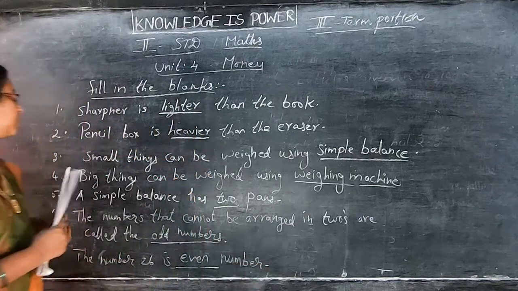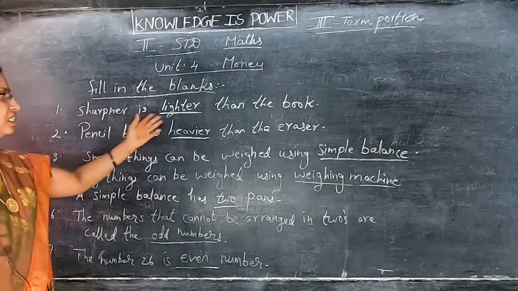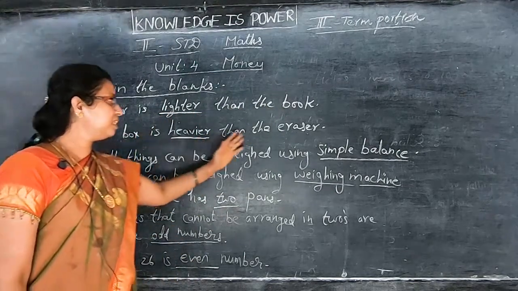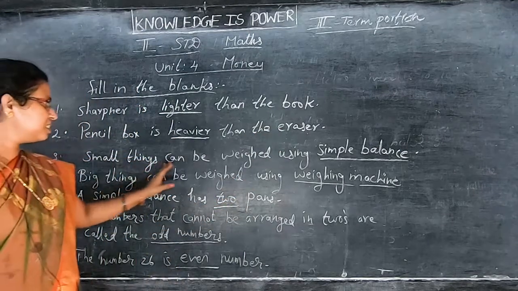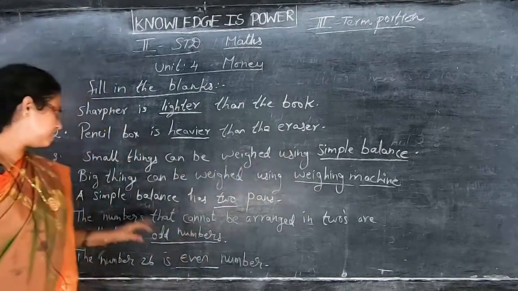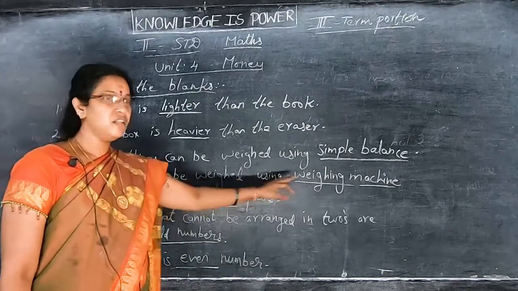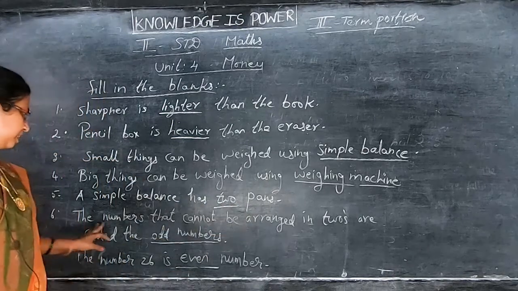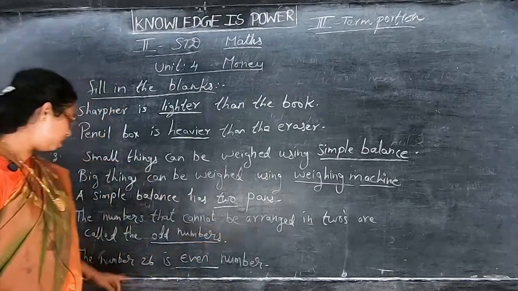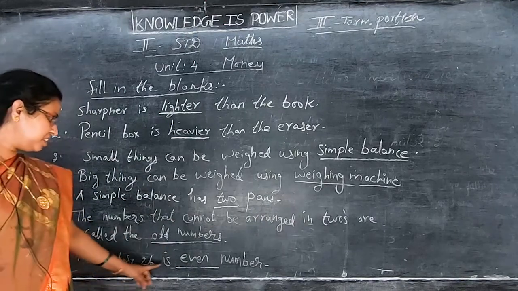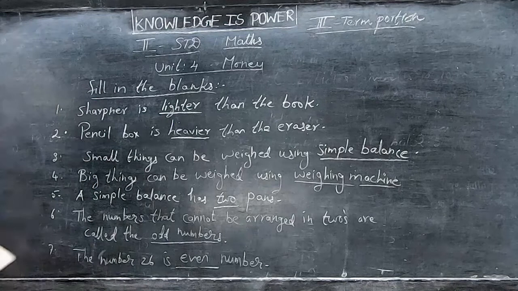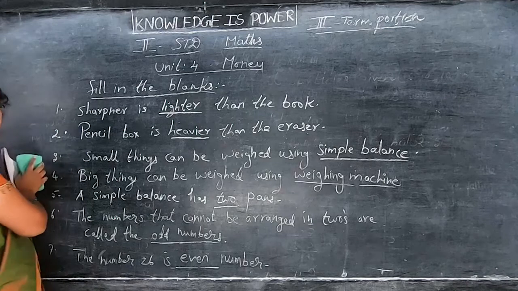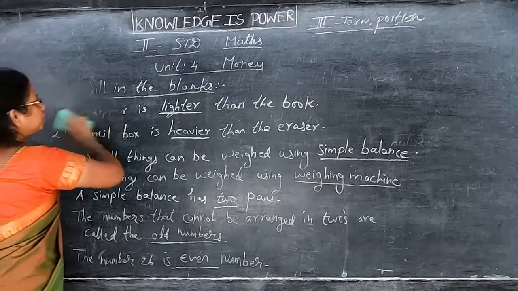Take your classwork and write, children. Sharpener is lighter than the book. Pencil box is heavier than the eraser. Small things can be weighed using simple balance. Big things can be weighed using weighing machine. A simple balance has two pans. The numbers that cannot be arranged in twos are called odd numbers. The number 26 is an even number. Finish writing. We are going to continue.